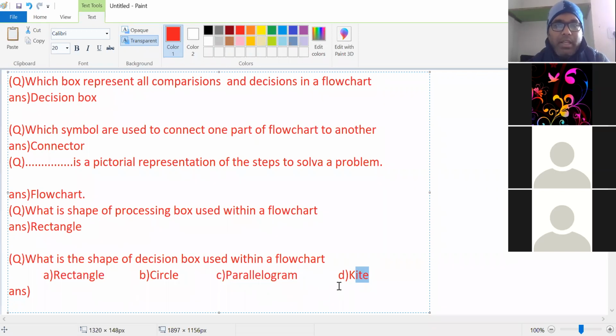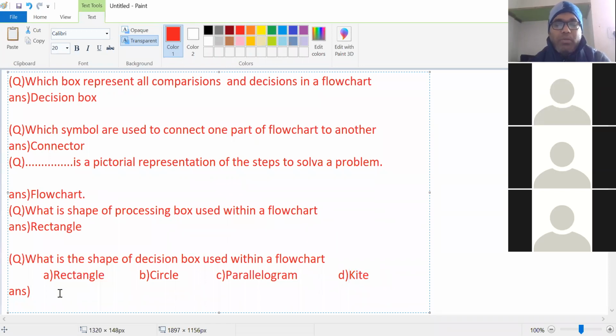According to the options given, circle is the wrong answer. So three options are possibilities, either D or C or A. Why? Because rectangle is also a quadrilateral, parallelogram is also a quadrilateral, kite is also a quadrilateral, right? But out of these quadrilaterals, the answer is kite. Is it clear? Rectangle is the wrong answer. Parallelogram is the wrong answer. Kite is the correct answer. Is it clear?